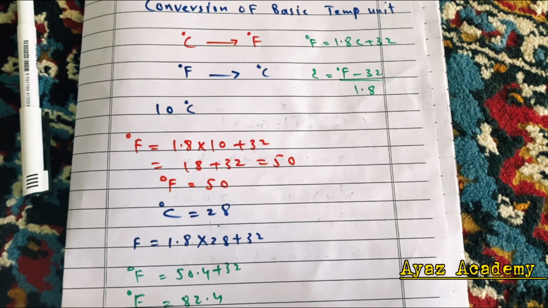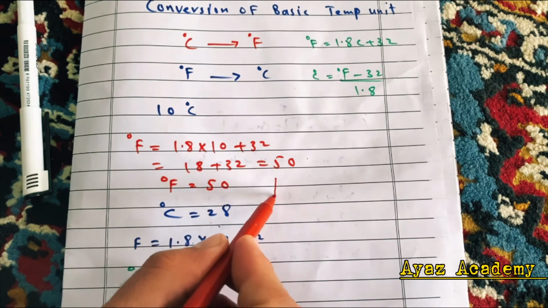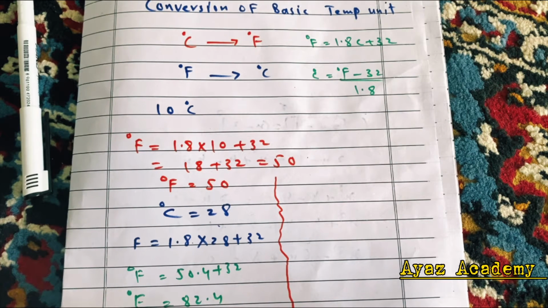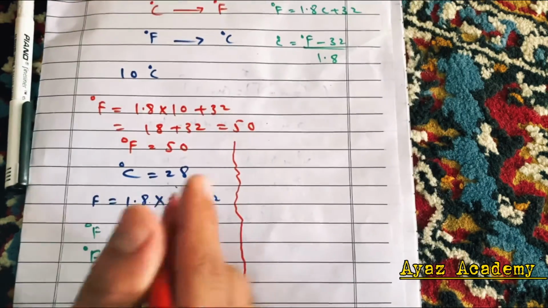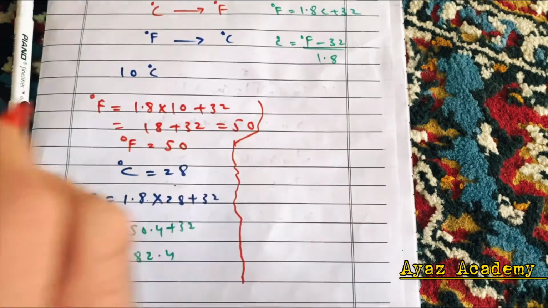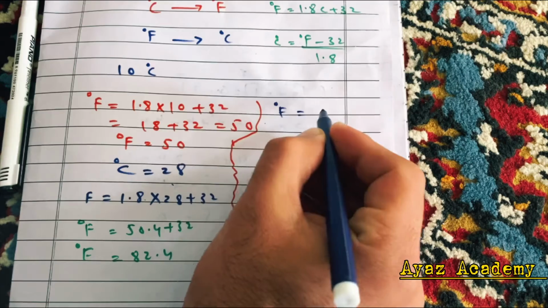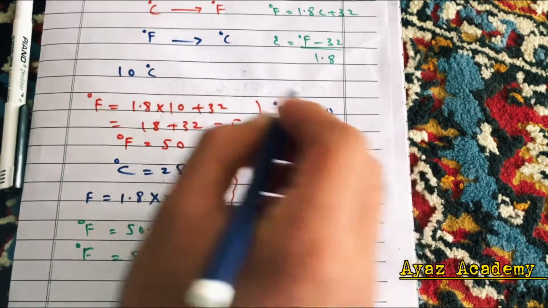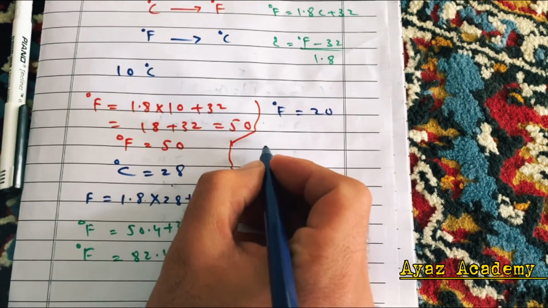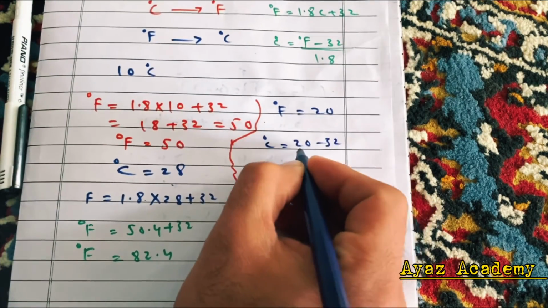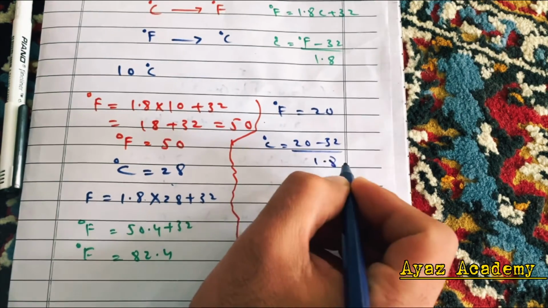Now if we have given a value of Fahrenheit, we can find degree Celsius. So how can we find? Let's suppose we have a value of Fahrenheit and the Fahrenheit value is 20 degree. Now to find degree Celsius, 20 minus 32 divided by 1.8.